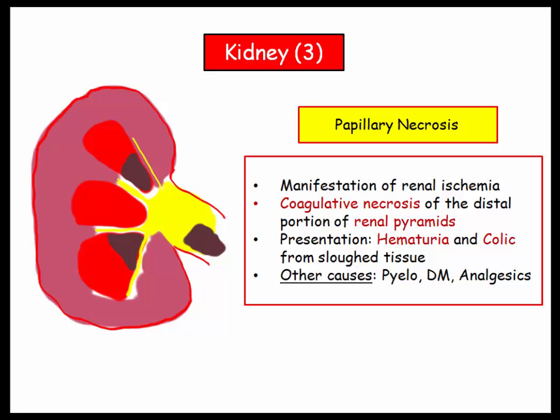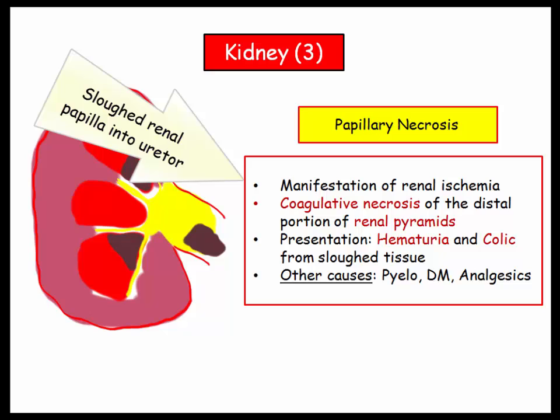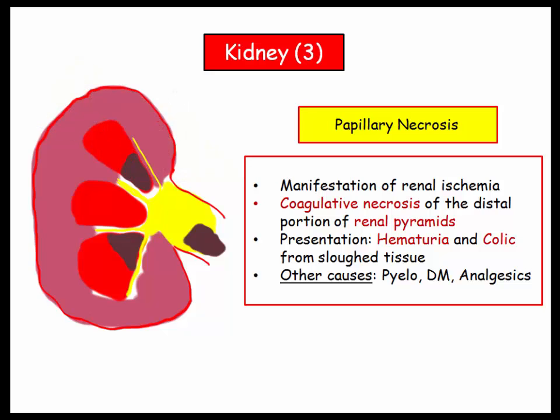The dead tissue may bleed, causing gross hematuria, or the sloughed tissue can cause ureteral obstruction with signs and symptoms similar to renal colic from a stone. That makes sense. We'll cover this entity in more detail in the renal section, but take a moment to consider the other conditions causing papillary necrosis. These include pyelonephritis, diabetes, and analgesic use through prostaglandin-mediated pathways.